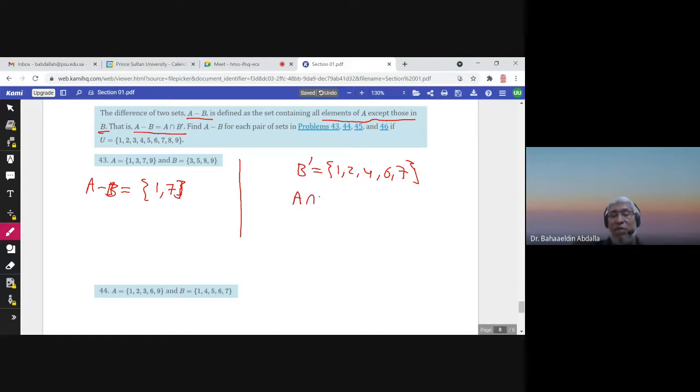A intersection B complement. So this is A. Find the intersection between A and the B complement. Okay, 1 is here and here, so it is in the intersection. 3 is here but not here. 7 is here and here, so 7 is also in the intersection. 9 is here but it is not here, so it's not in the intersection. So this is A intersection B complement, which is also A minus B. So you can find A minus B in two ways.